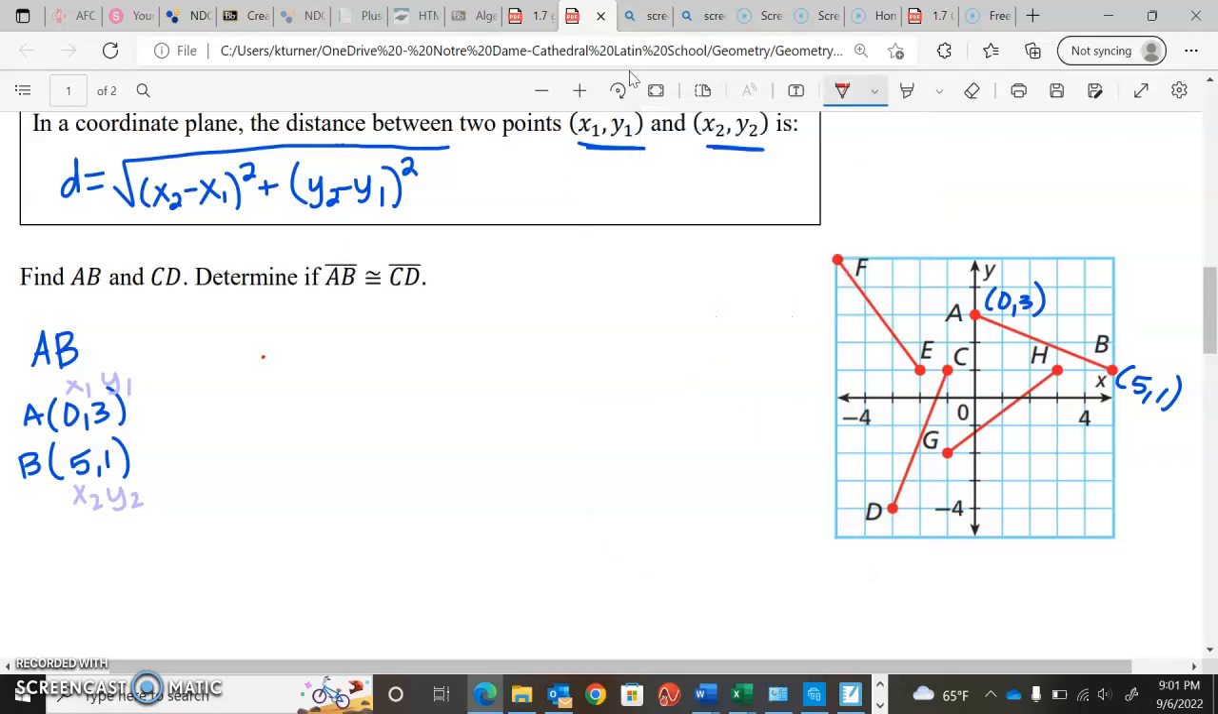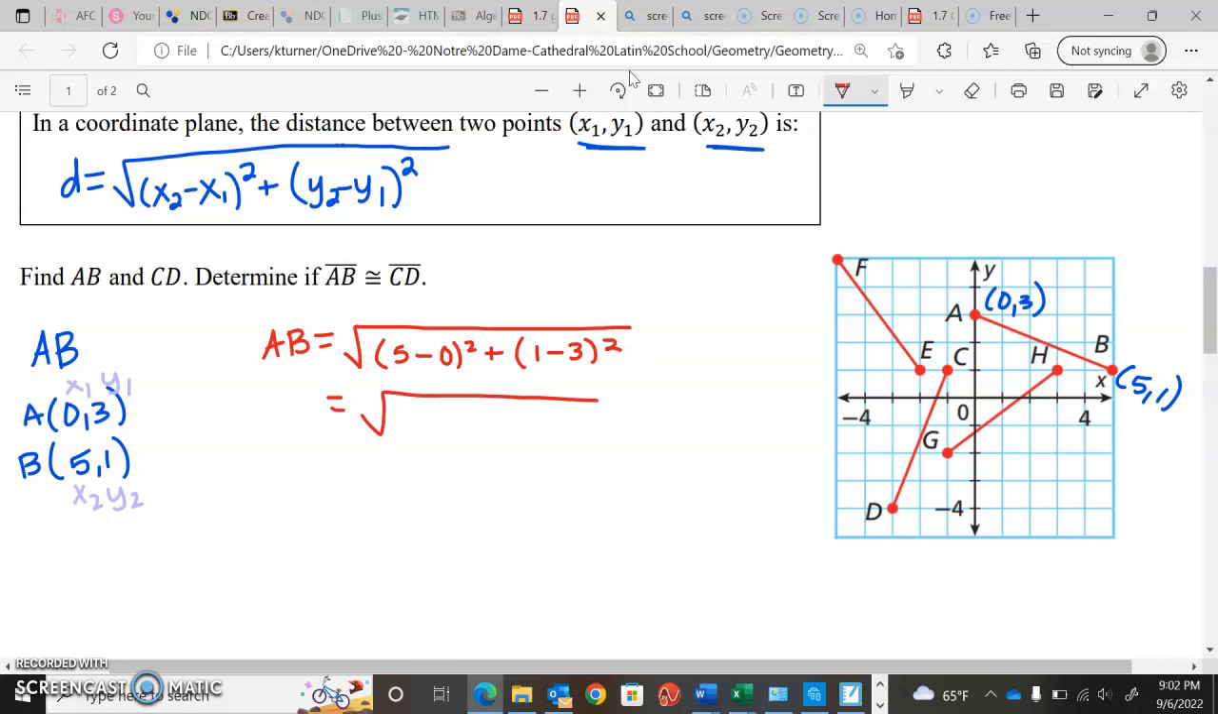So the distance of AB equals a big square root, and then just plug in and take it one step at a time to simplify. So for AB, I'm going to look for x2, which is 5, subtract my x1, which is 0, and then y2 is 1 minus y1 is 3. All right, so that's plugging everything in.